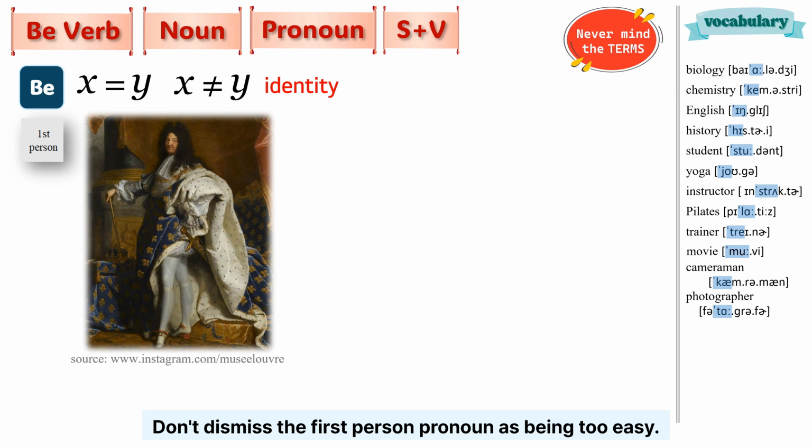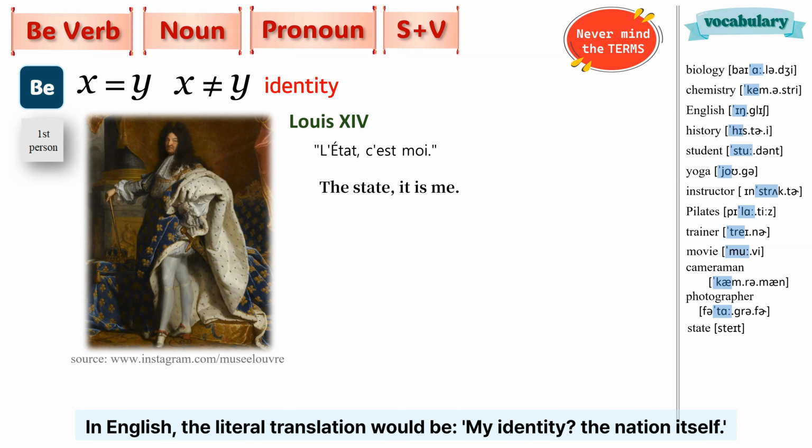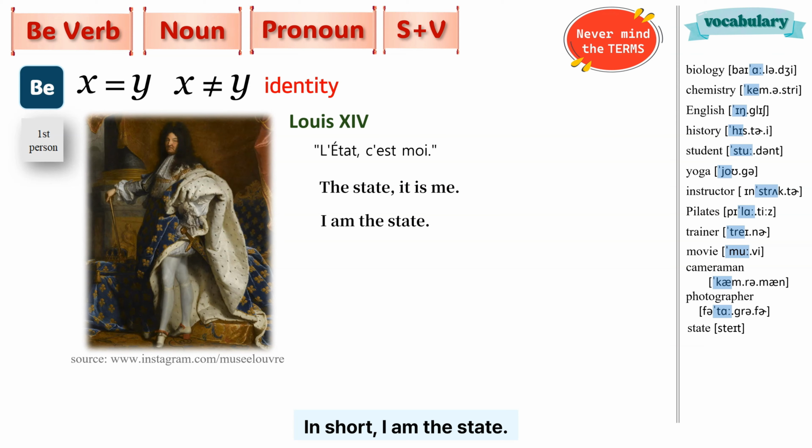Don't dismiss the first-person pronoun as being too easy. It shows up all the time, even in very famous lines. For example, Louis XIV is said to have left this remark. The original French goes like this. In English, the literal translation would be my identity, the nation itself. In short, I am the state.